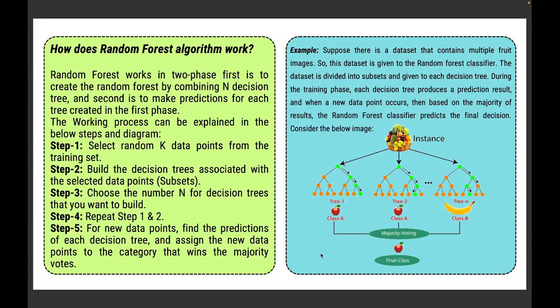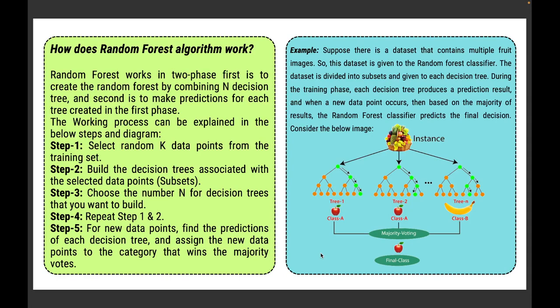How does random forest work? Random forest works in two phases. First is to create the random forest by combining n decision trees, and second is to make predictions from the decision trees created in the first phase. The working process can be explained in the below steps and diagrams. Step 1: Select random k data points from the training dataset. Step 2: Build a decision tree associated with the selected data points or subsets. Step 3: Choose the number n of decision trees that you want to build. Step 4: Repeat step 1 and step 2.